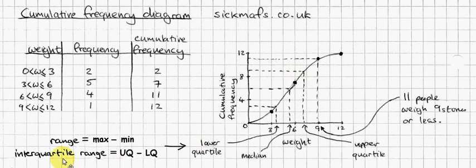Now I might want to work out the interquartile range. So the upper quartile is 7 and the lower quartile is, we said, 4. 7 take away 4 is 3. So the interquartile range is 3. Interquartile range means the difference between the upper quartile and the lower quartile. That should make sense if you know what range means.